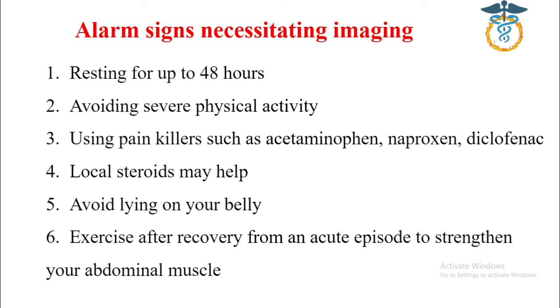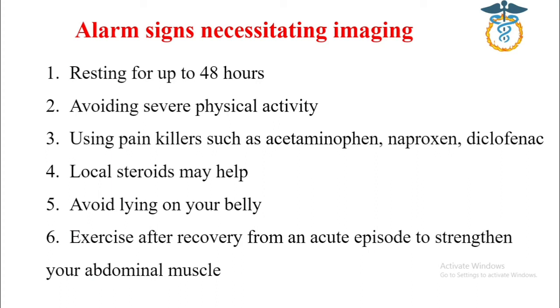Also, severe physical activity must be avoided, but the physical activity must be gradually initiated. Painkillers, first of all, acetaminophen, and then NSAIDs, for example, naproxen, diclofenac, or indomethacin, are recommended for an acute low back pain. Also, in severe cases, local steroids can decrease the inflammation of the herniated disc, and it can significantly improve the pain.